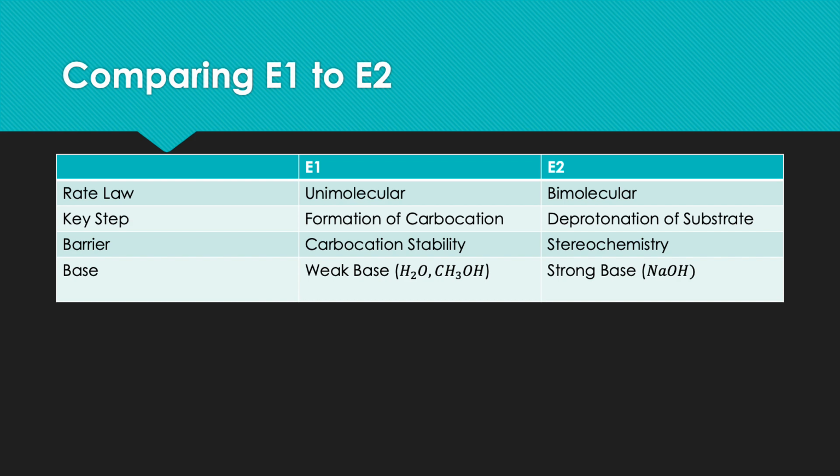For E2 reactions, you have to consider stereochemistry and how big the groups are surrounding the carbon that you want to attack with your nucleophile. A great way to determine if E1 reactions are going to occur compared to E2 is by looking at the base. E1 reactions require a weak base, such as H2O or CH3OH. E2 reactions require a strong base, such as NaOH, and that is a great way to determine whether an E1 reaction or an E2 reaction is going to occur.